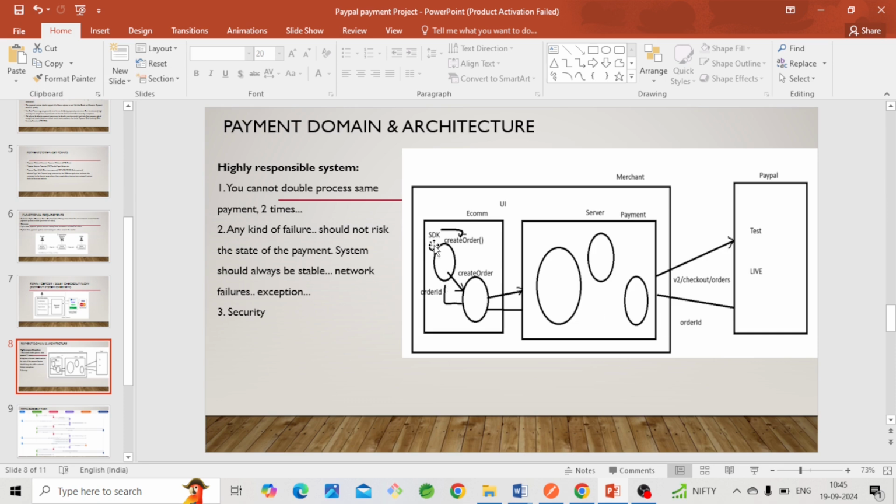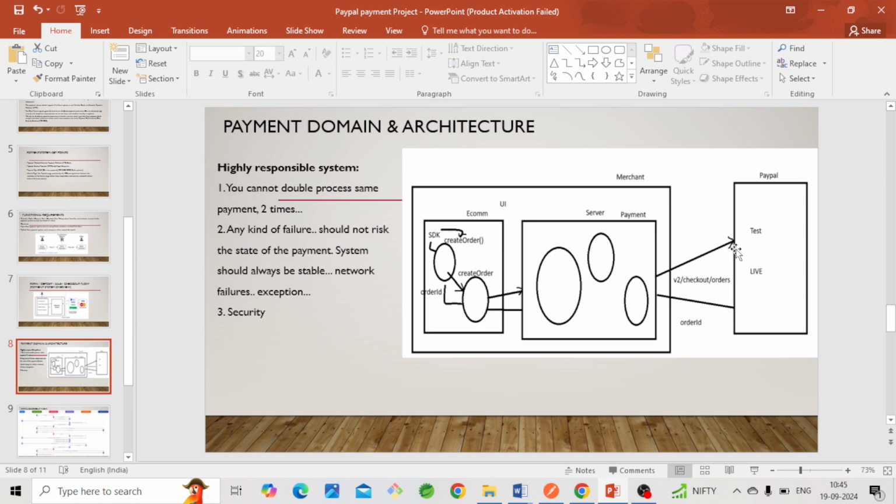When the customer is on the front end page of the e-commerce client and wants to make a payment, they click the pay button. That request comes to the backend server of the e-commerce client. Then that backend server makes an API call to the payment system. Then the payment system, for further processing, goes through these three microservices and makes an API call to PayPal.